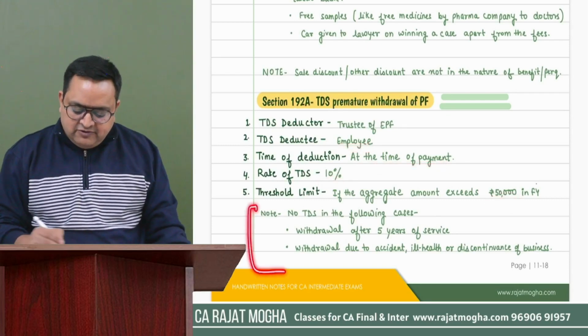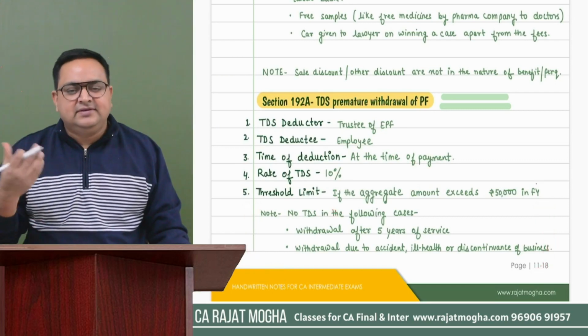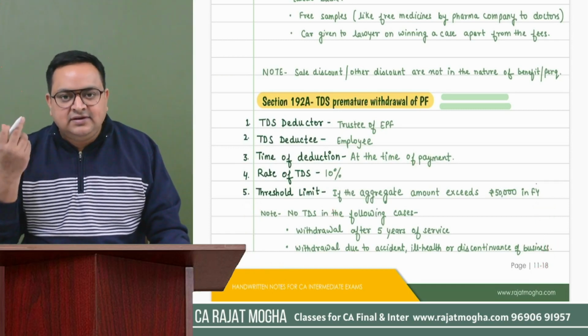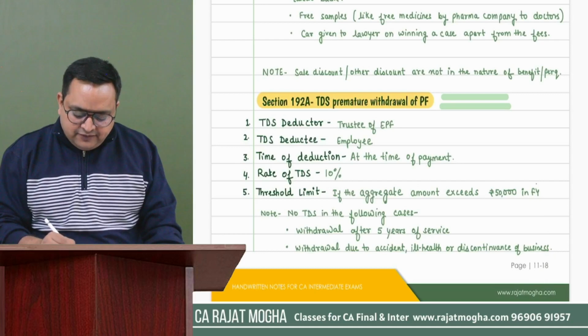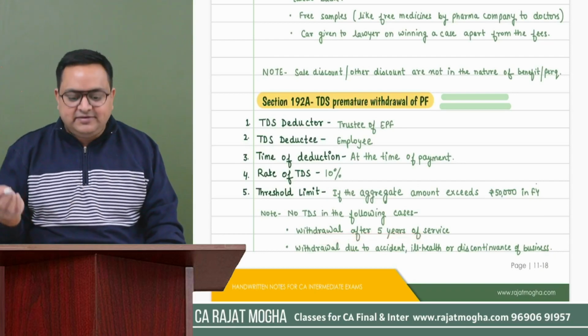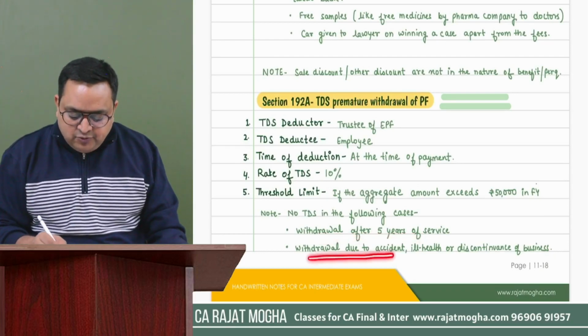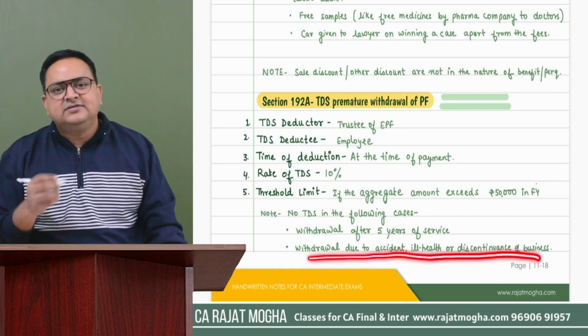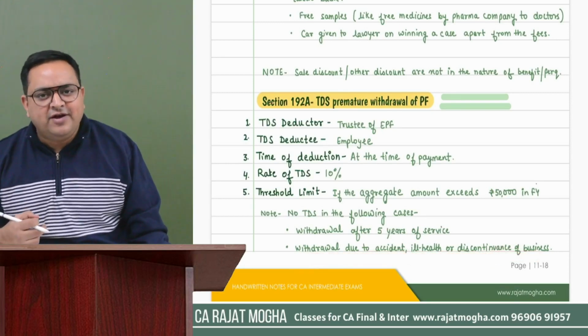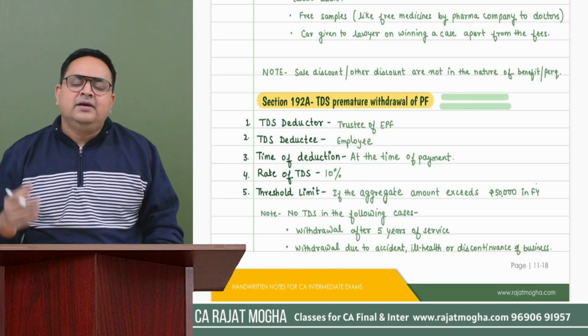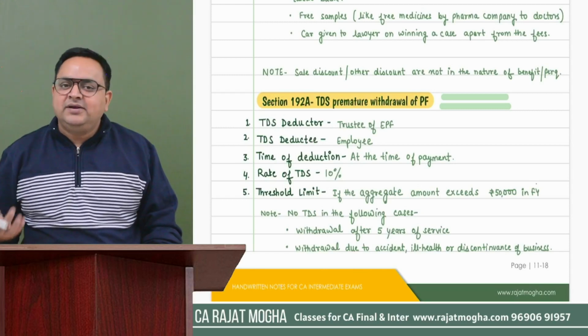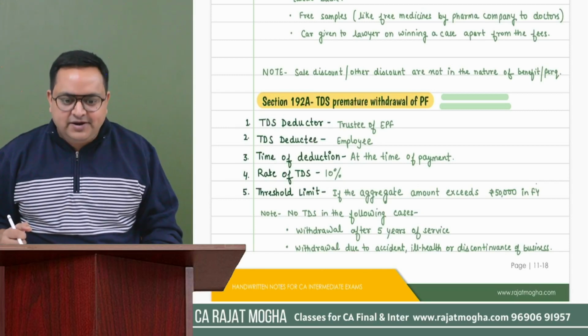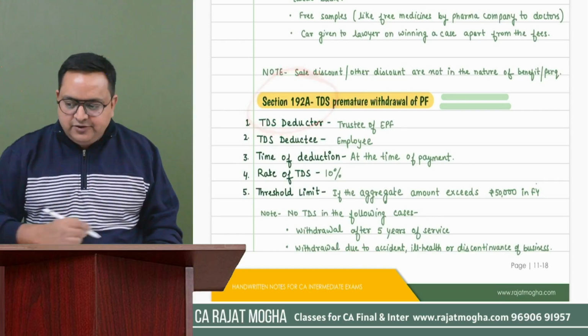And here also I have mentioned that no TDS if this income is exempt, in which case this income will be exempted. If you are withdrawing it after 5 years, this income is exempted. If withdrawal is due to accident, ill health, or discontinuance of business, then even if you are withdrawing before 5 years, this amount will be exempted. So if this amount is altogether exempted, there is no question of TDS. Got it? So this is 192A.